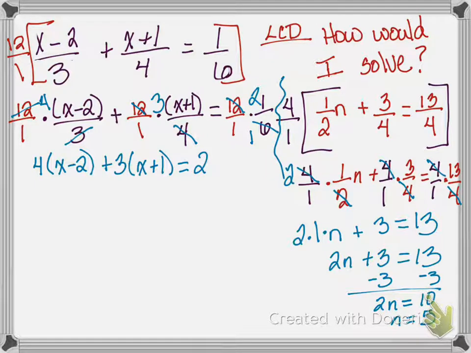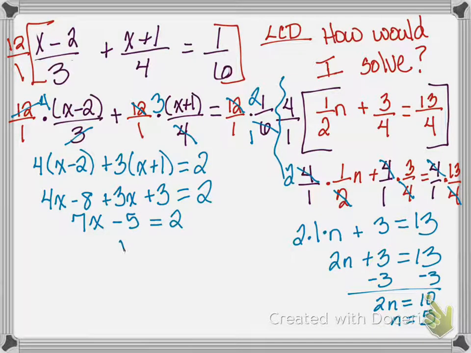And we know how to solve this. Okay? We distribute the 4. 4 times x is 4x. 4 times negative 2 is negative 8. 3 times x is 3x. 3 times 1 is 3. Okay? So I end up with 7x. So 4x and 3x is 7x. Negative 8 and positive 3. What's that? Good.